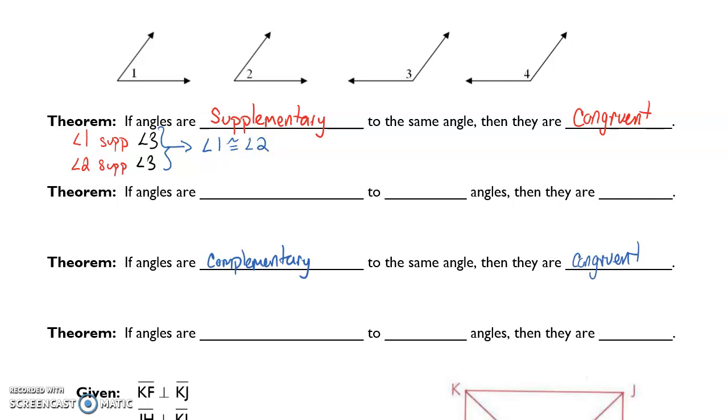And then skipping one, very similar thing can be said about complementary angles. If angles are complementary to the same angle, the key there is same angle, then those angles are congruent.